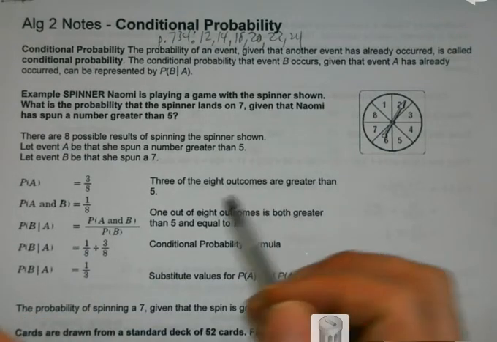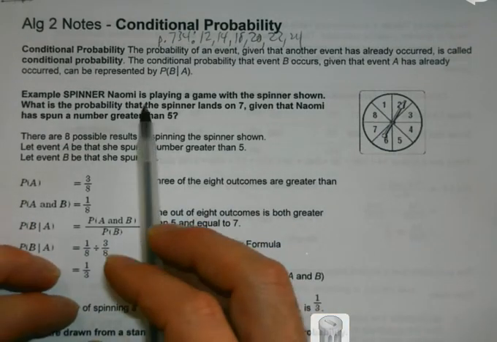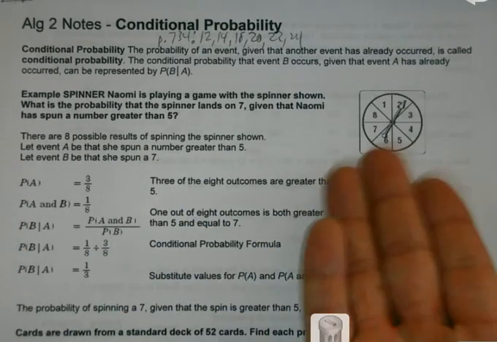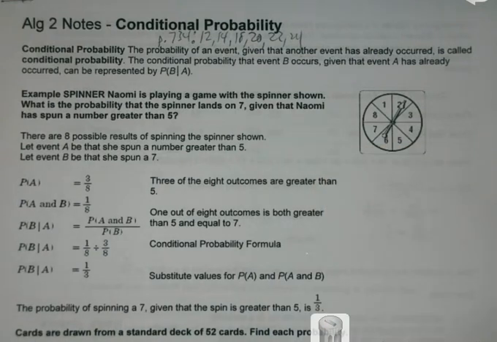So, our example up at the top, pretty straightforward. Naomi's playing a game with the spinner shown. What's the probability that the spinner lands on 7, given that Naomi has spun a number greater than 5? Now, again, I'm going to show you the technical way of looking at this, but then we're going to use a little common sense and go, oh, this really isn't that hard.